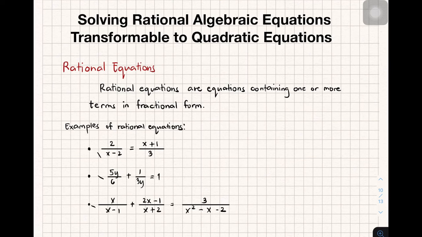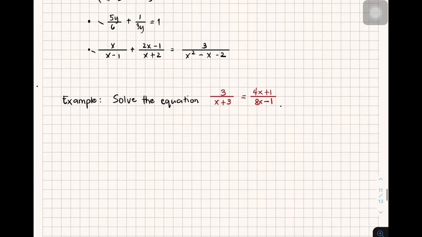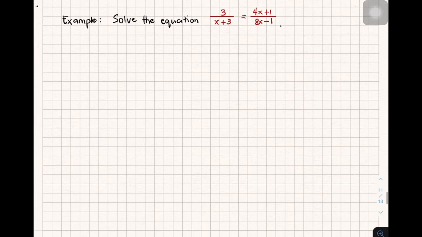So, ang pinaka-target natin ngayon is you can master the way on how to solve rational equations na kung saan ay karamihan ng mga estudyante sa mathematics ay nagiging difficult ito. So, let's start with example number 1. We have here example number 1, sabi dito, solve the equation 3 over x plus 3 is equal to 4x plus 1 is equal to 8x minus 1.